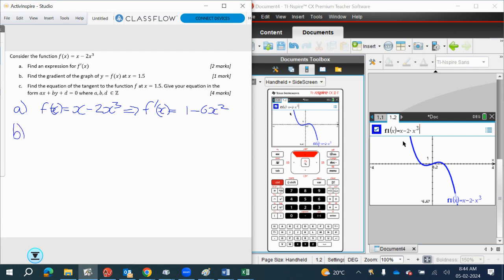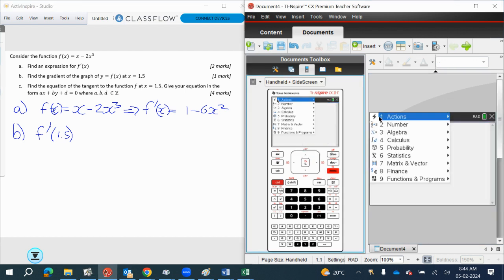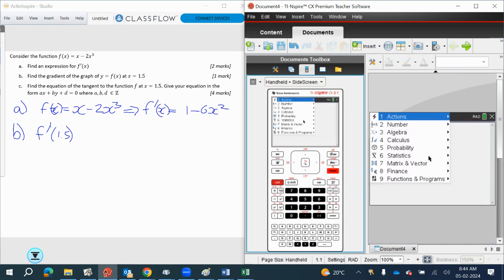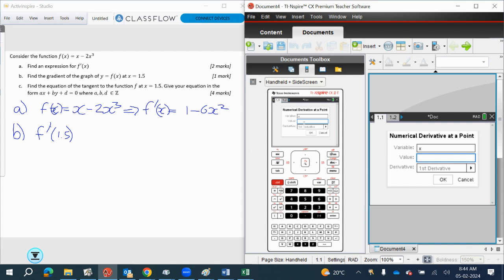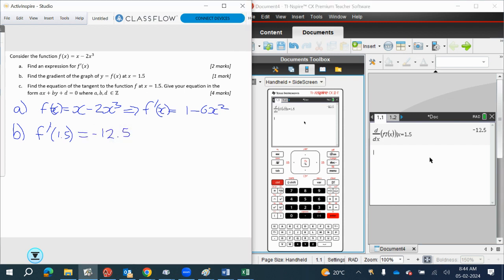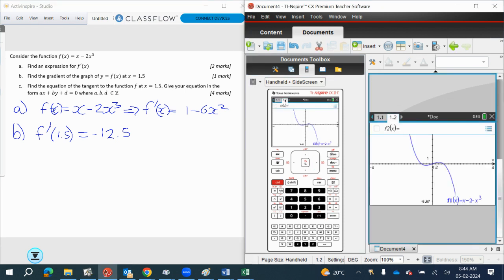So for B, I need to find the derivative at x equals 1.5. I'm going to do it here. I'm going to press menu, calculus, derivative at a point. Our derivative value is going to be 1.5. And our function is f1 and then of x. I want to show you more than one technique so that you can do more than one type of problem. So we move across here.